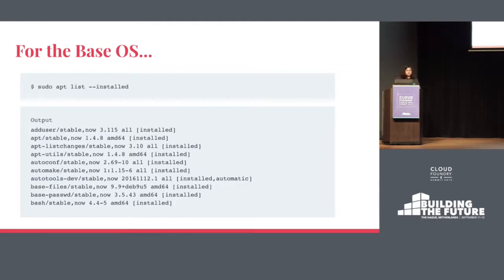And don't forget the base OS, especially. You have to include packages that are installed in the base OS as well, because at the end of the day, you're shipping that as well. So for example, this is for Ubuntu. We just found out the list of packages that were installed and what versions they were.